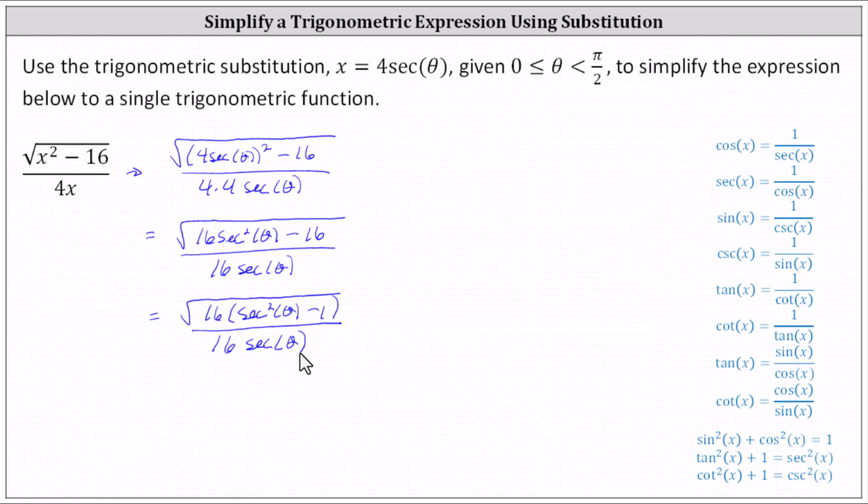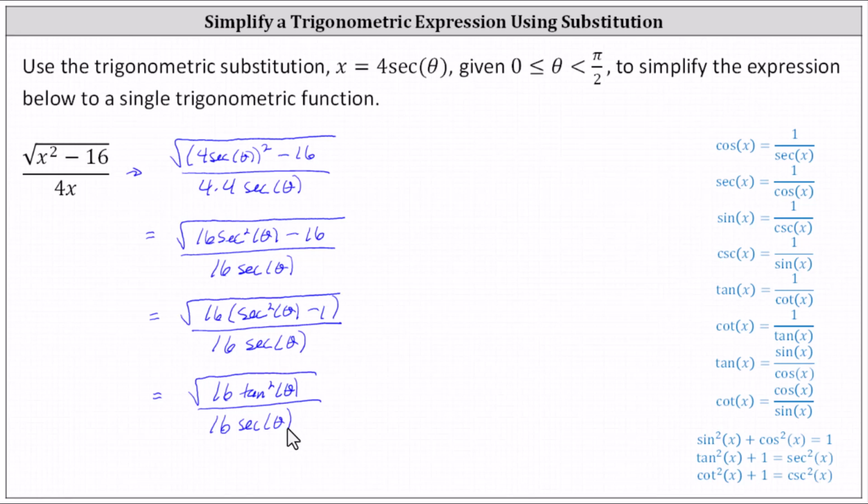And now if we look at our identities, recall that tangent squared x plus 1 equals secant squared x. If we subtract 1 on both sides, we have tangent squared x equals secant squared x minus 1, which indicates secant squared theta minus 1 equals tangent squared theta. Let's perform that substitution. We now have the square root of 16 tangent squared theta divided by 16 secant theta.